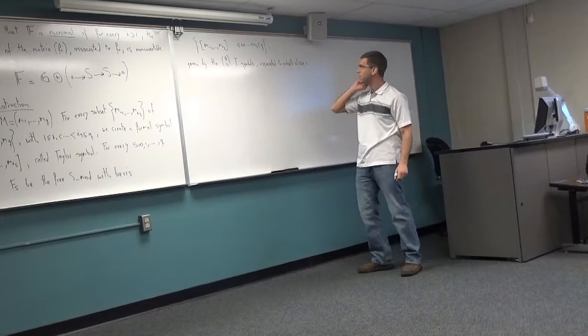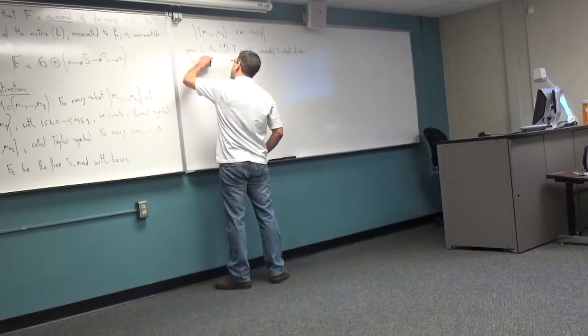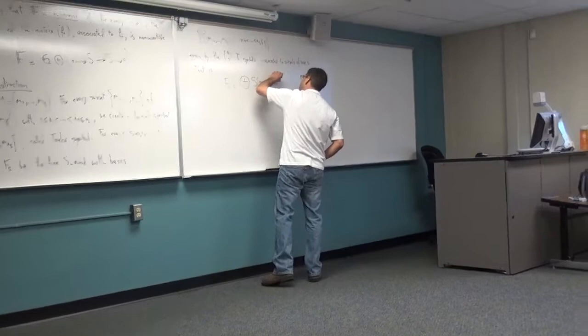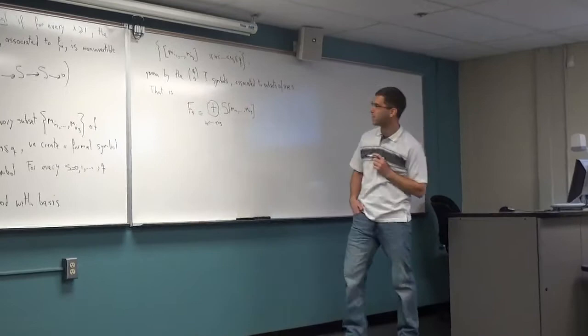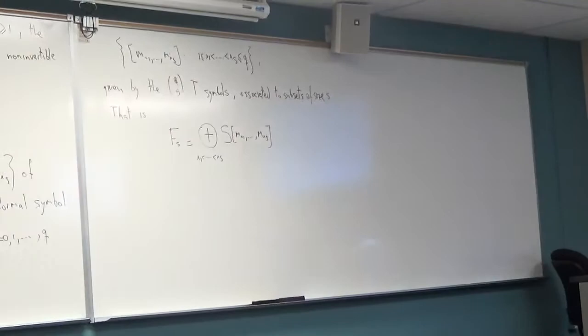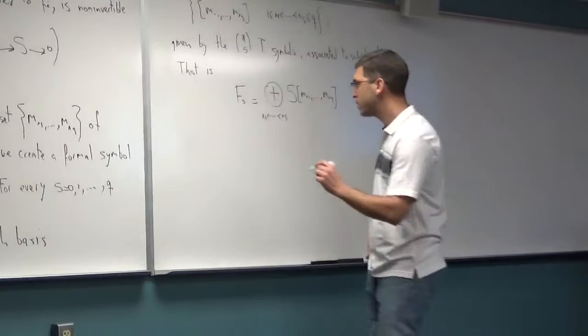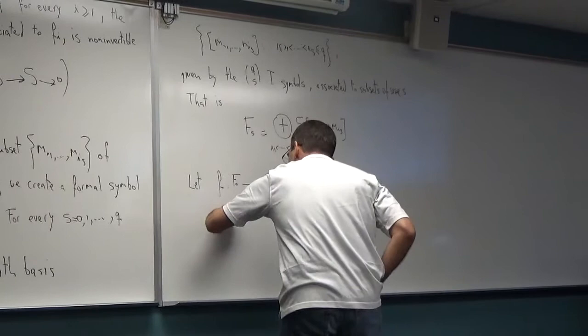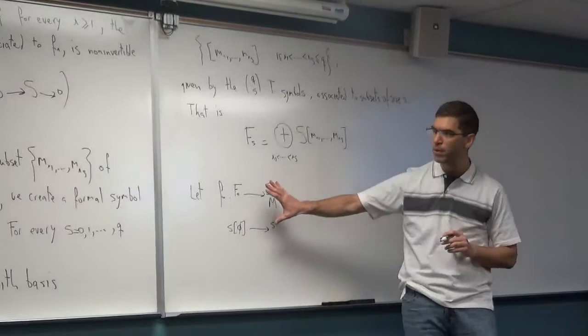So in other words, F_s is this direct sum. So far, we have the free S-modules, these guys here, and now we want to construct the maps. All right. So the maps are as follows. Let F_0 map to the quotient S over M, given by this formula. This is the first map in our resolution.